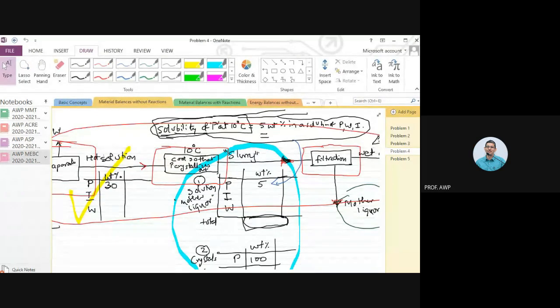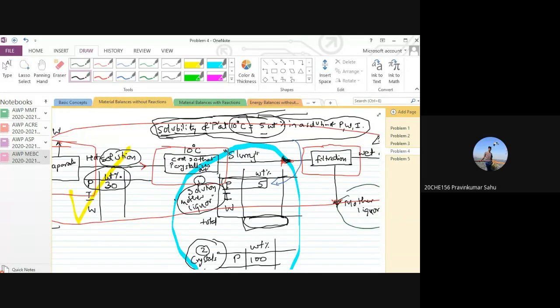Only when I cool, it will precipitate or crystallize. Salt will crystallize because the solubility at lower temperature is less. Here, everything is soluble. That's why it is a solution. Here, the solubility is less. Therefore, it exists as crystals plus mother liquor, which is a solution. That solution contains 5-8%. Praveen, is that okay? Yes, sir.